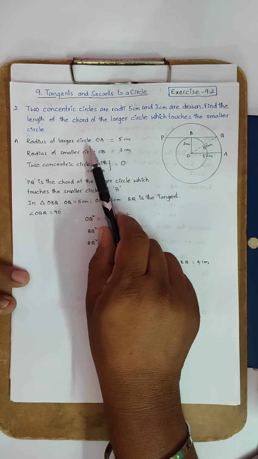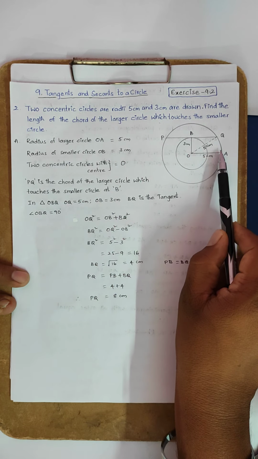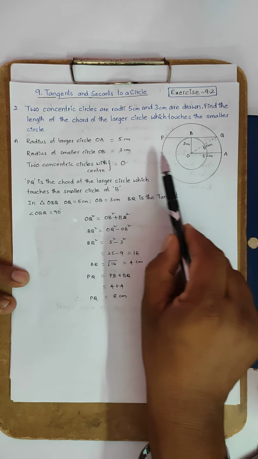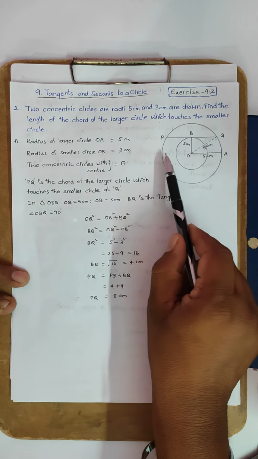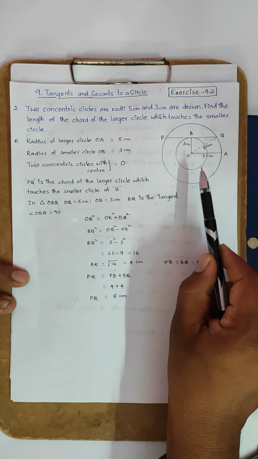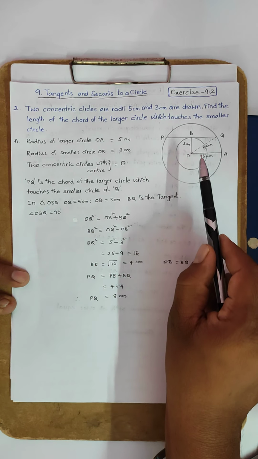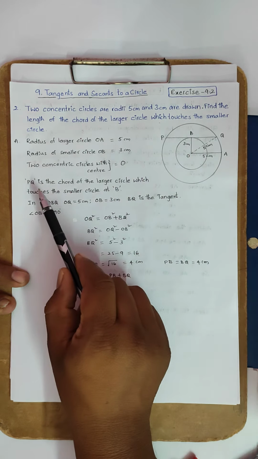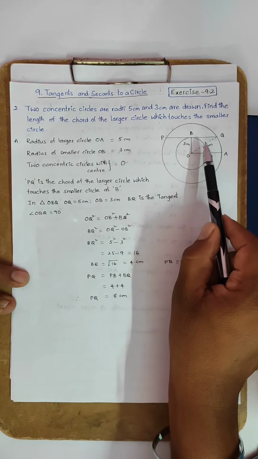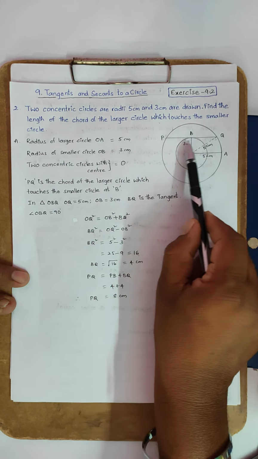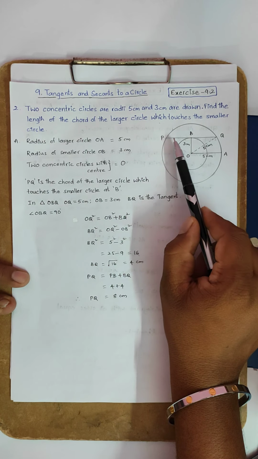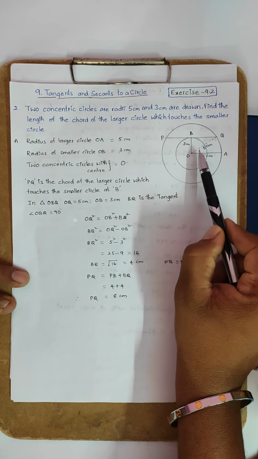Now, the radius of the larger circle, OA, equals 5 centimeter. The radius of the smaller circle, OB, equals 3 centimeter. These two circles have the common center O. PQ is the chord of the larger circle which touches the smaller circle at B. This line segment PQ plays the role of the chord, and it touches the smaller circle.